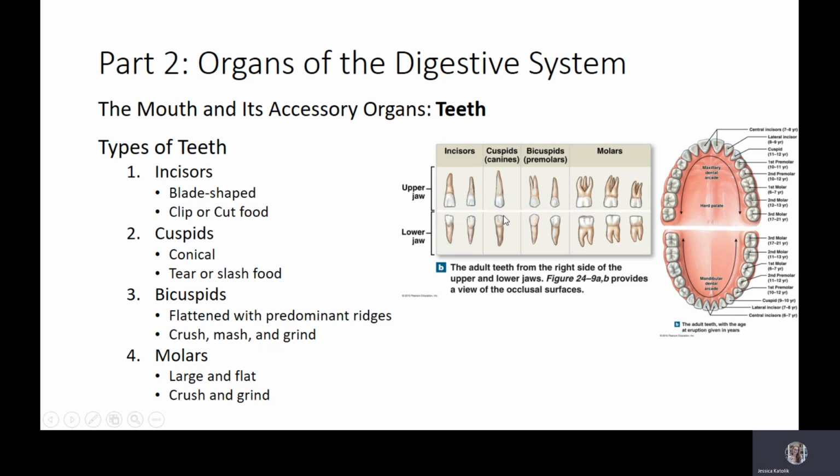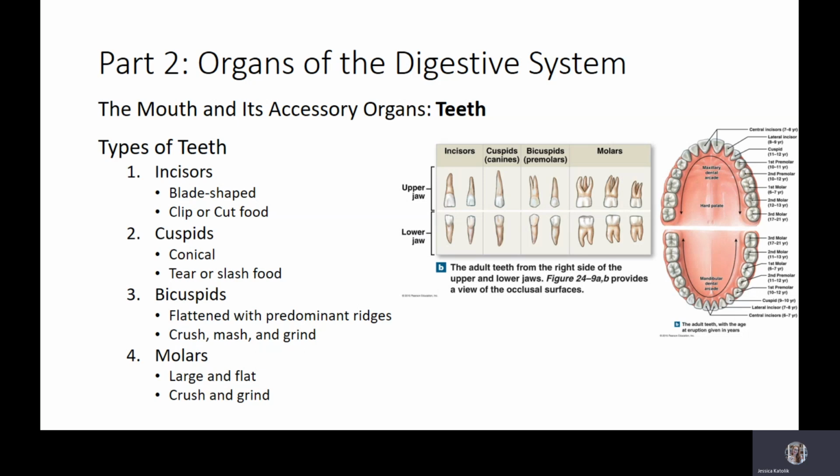The next type of tooth is going to be the cuspids. The cuspids also can be called the canines, and these cuspids get their name because they're going to have a point to them. Cuspid refers to point. And in humans, they'll be more conical. And the function of the cuspids is to tear or slash food. So say, for example, you're eating a piece of beef jerky or something, and it's really, really hard. You're going to use your cuspids to pull off a piece, right?